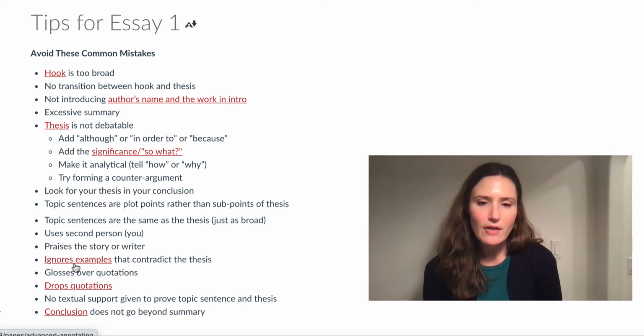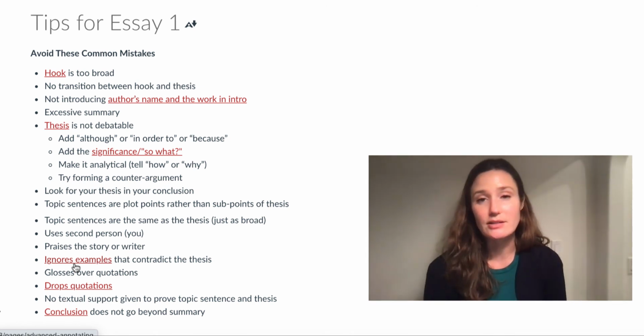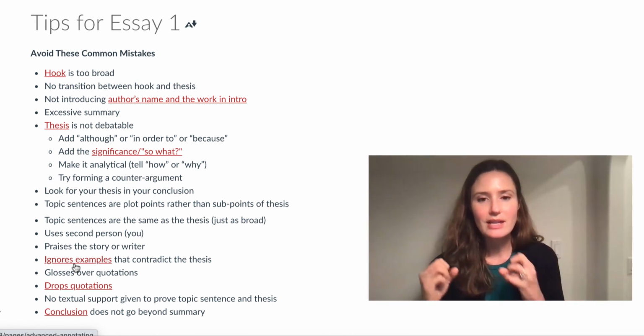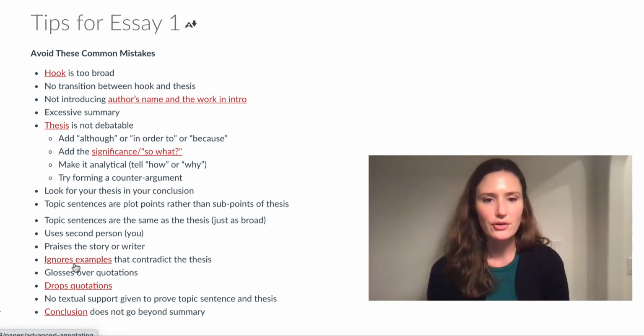Each body paragraph should have at least 1 quotation from the story as a rule of thumb. So make sure that all of your body paragraphs have evidence from the story, even if it's a really short quote that you're going to unpack thoroughly.